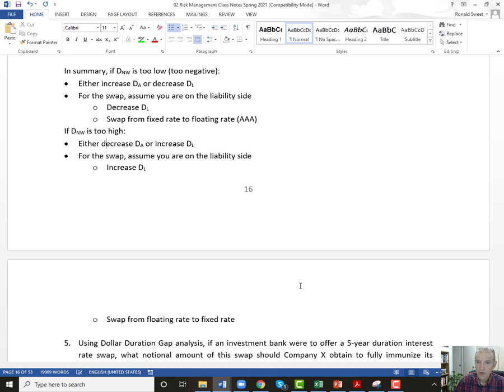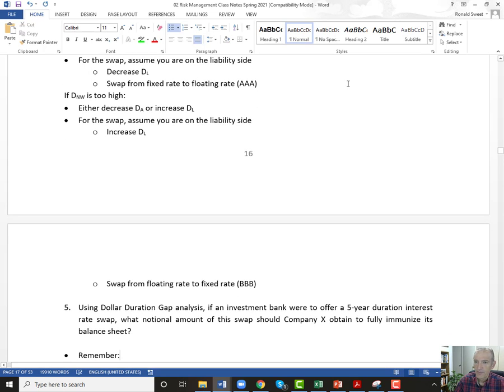And it will almost always be AAA because remember the term structure of credit spreads. If duration is too high, the problem we just did, we need to decrease duration of assets and increase duration of liabilities. For the swap, we're going to increase duration of liabilities by swapping from floating to fixed. That's what BBB did in our example. So, yeah, those are the solutions.